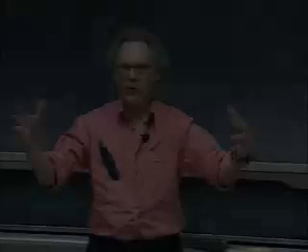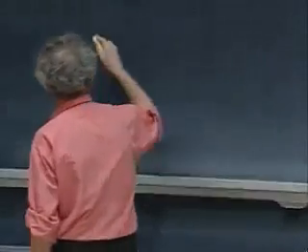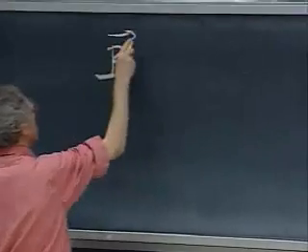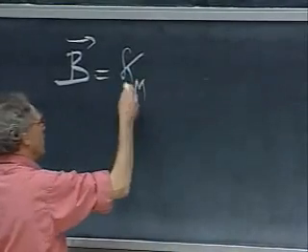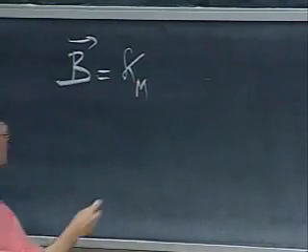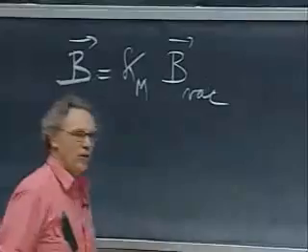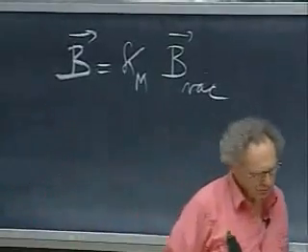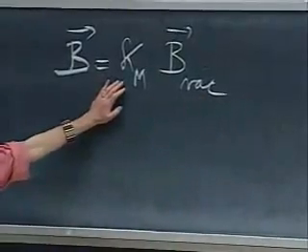When I expose material to an external magnetic field, then we learned last time that the field inside that material is modified. And we express that in terms of an equation that the field inside the material is kappa of m, which is called the relative permeability, times the external field, and I will refer to that all the time as the vacuum field. And when we have diamagnetic material, kappa m is just a hair smaller than 1.